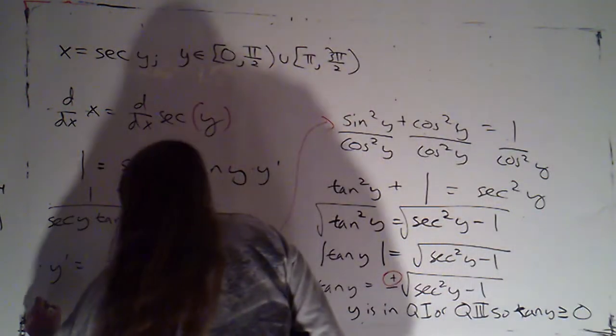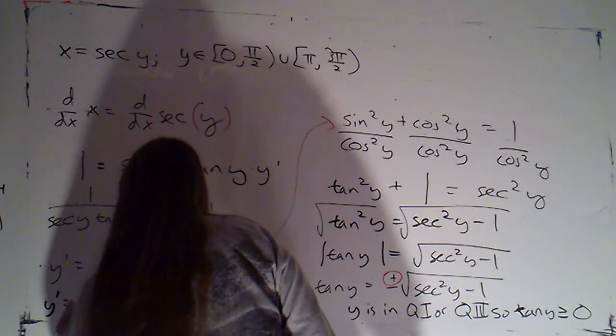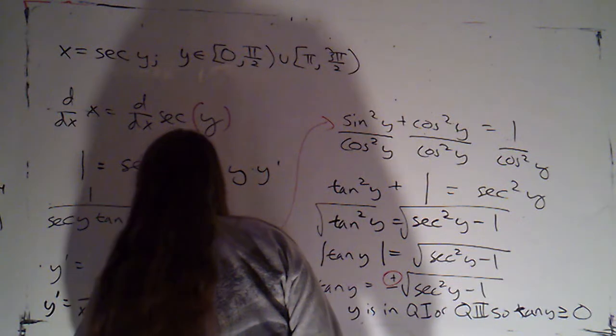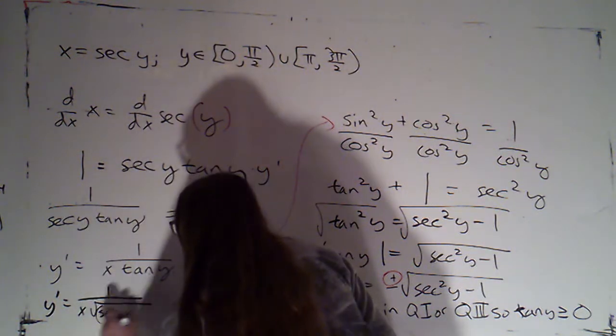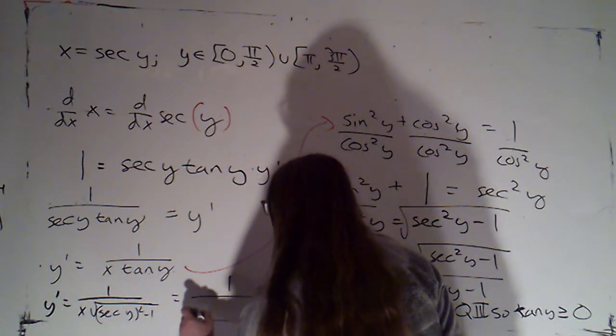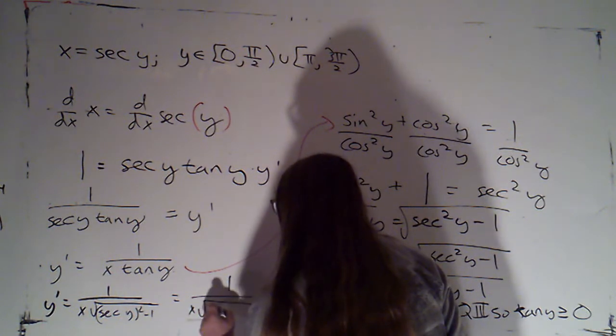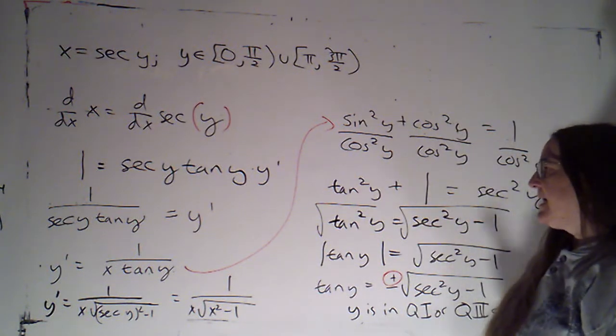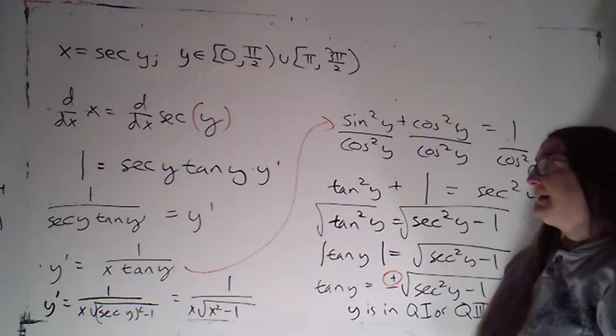Okay. So I can say y prime is 1 over x times tangent of y, which is the square root of secant of y squared minus 1. So that's 1 over x root x squared minus 1. Okay. That's the formula we get here.